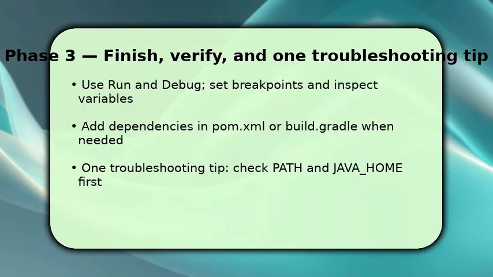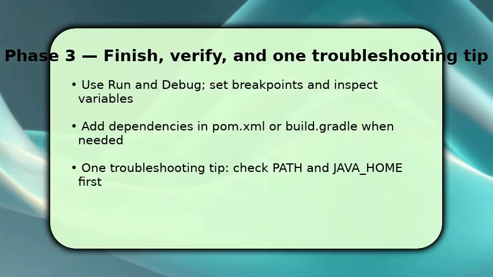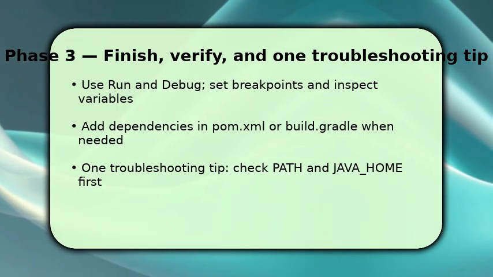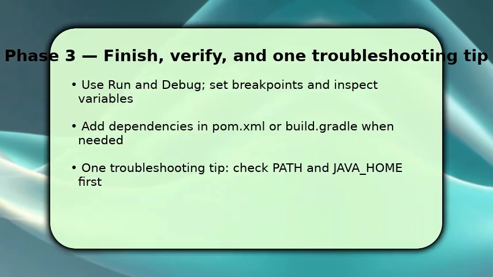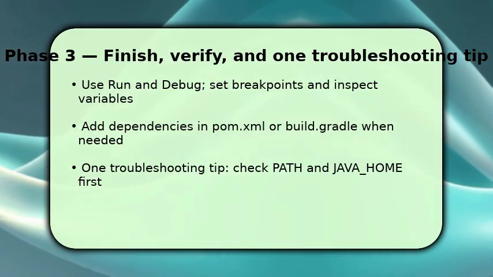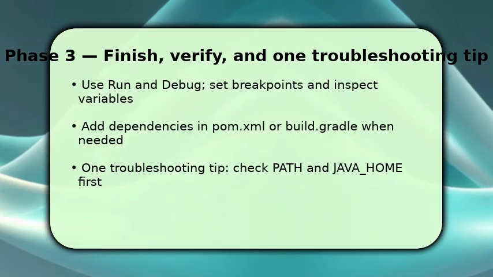If something fails, check the path in Java home first, because most unresolved compiler or runtime errors trace back to a wrong JDK reference. Fixing that usually restores the build.